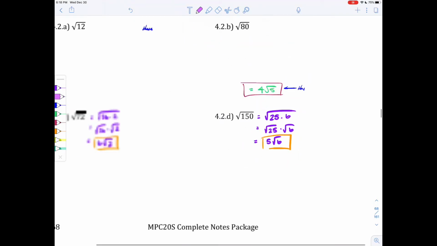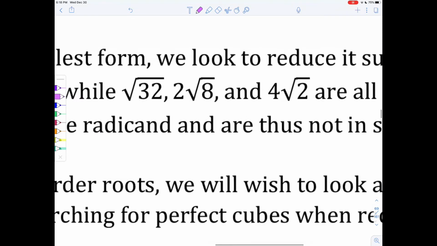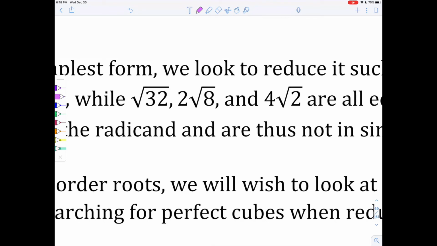All right, so take a look at this next page here. When we're talking about writing a radical in simplest form, we are going to keep reducing it until we can't reduce anymore. It's kind of like shop till you drop, but simplify until you can't simplify anymore. Simplify. So like the better version, because you get knowledge instead of things.